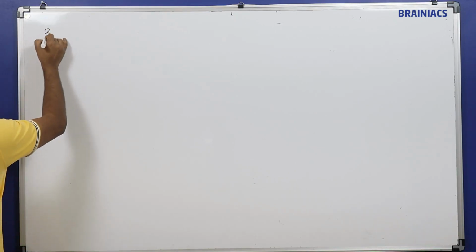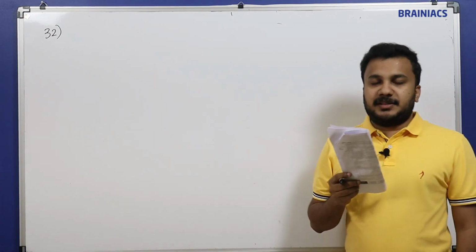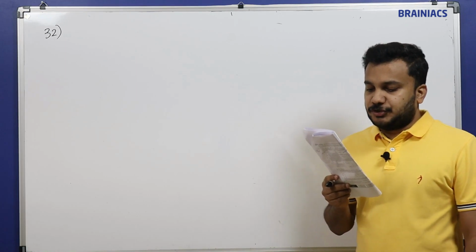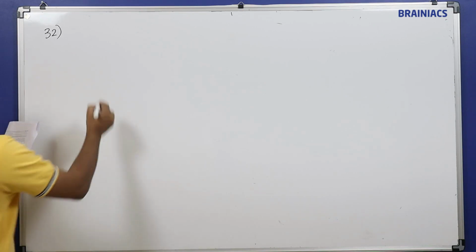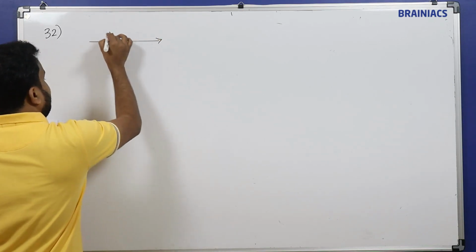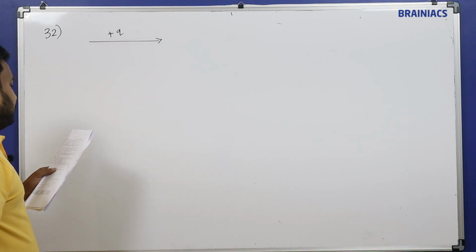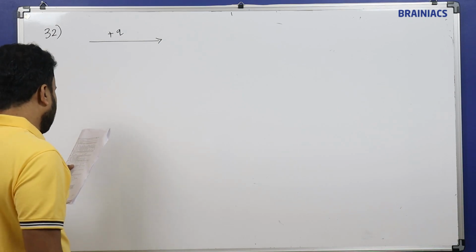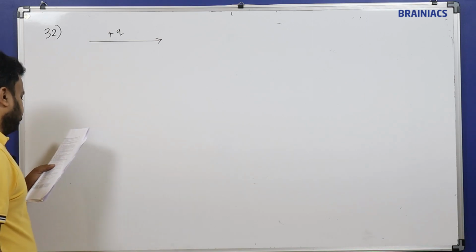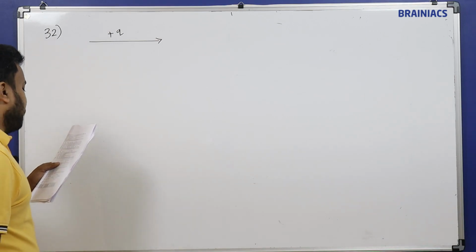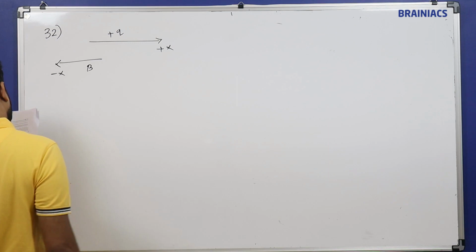Okay, so let's move to question number 32. A charge moving with a velocity v in the x direction is subjected to a field of magnetic induction in the negative x direction. If the question gives a charge, we take it as plus q always, unless it is specified as negative q or electron. So the charge is plus q moving in the positive x direction, and the magnetic field is in the negative x direction.